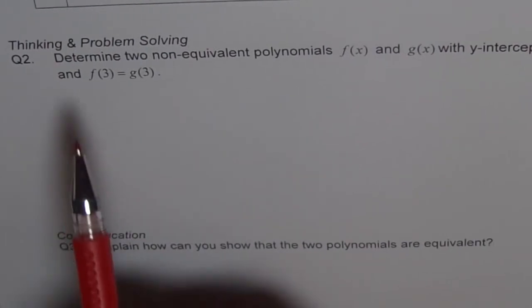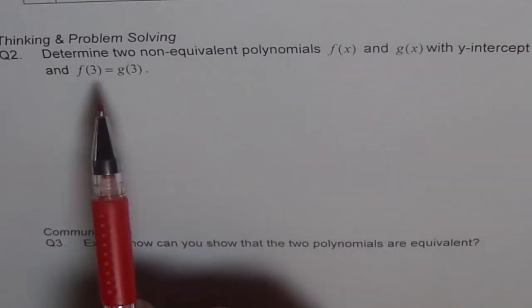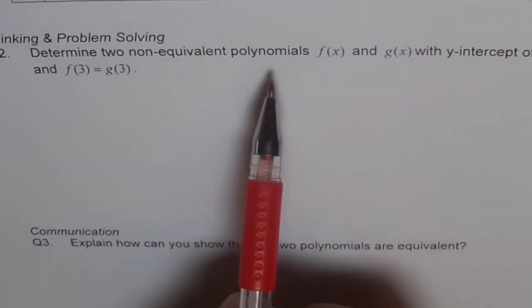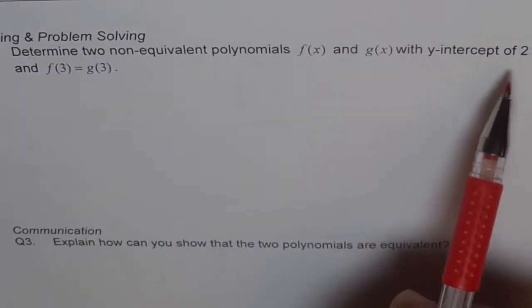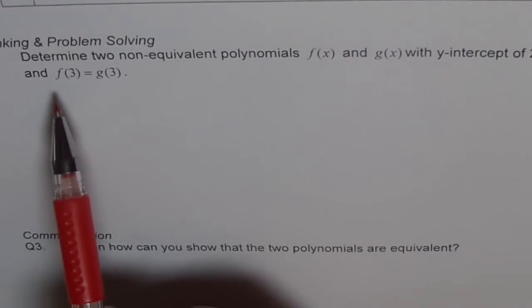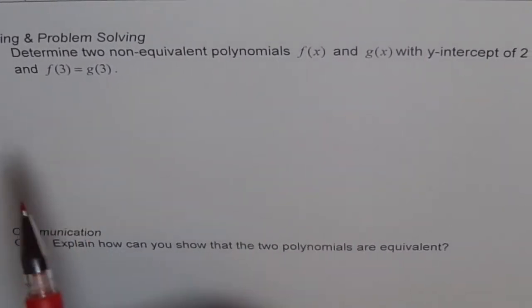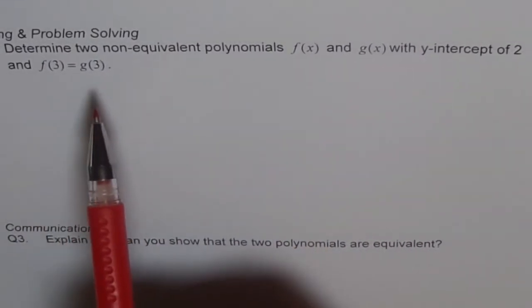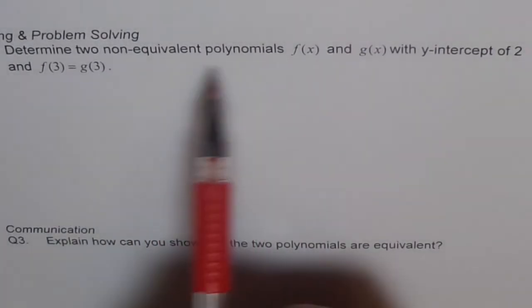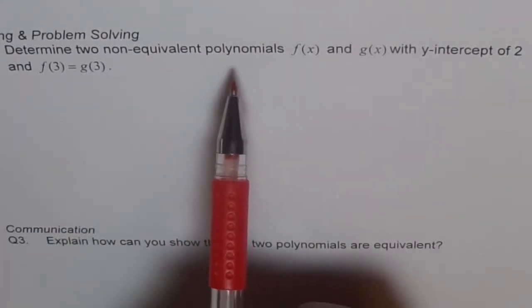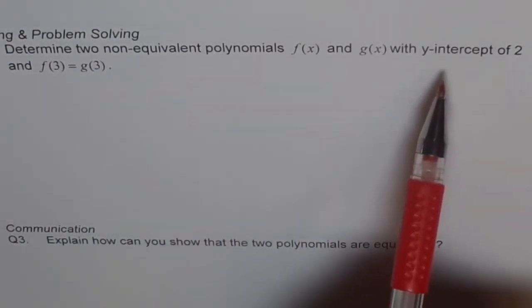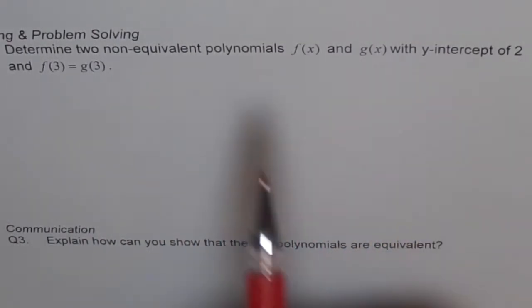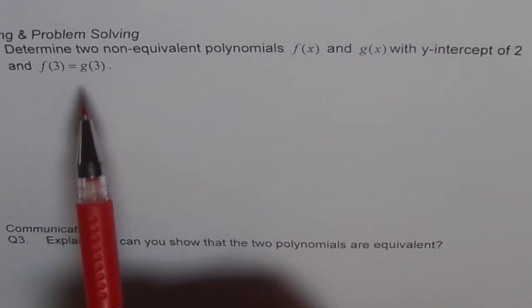Now look at this problem. This says determine two non-equivalent polynomials f(x) and g(x) with y-intercept of 2 and f(3) equals g(3). What they are trying to say is you have to find two non-equivalent polynomials, that means the polynomials are not exactly the same, they are different, but they have 2 points in common. One common point is the y-intercept, and the other one is their value at 3.